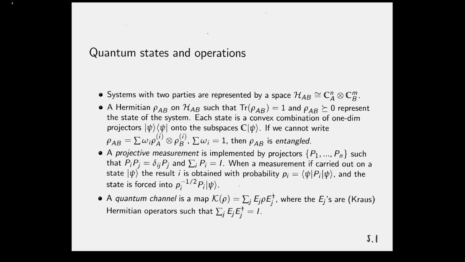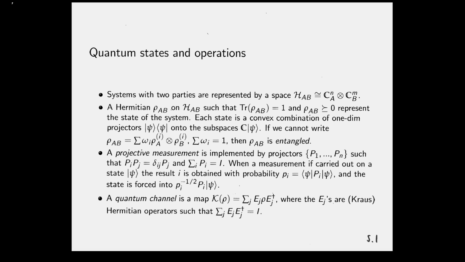So if we cannot write a density matrix in this form, essentially as a sum of tensor products, where these omega_i are just real numbers that sum up to 1, then we say that this rho_AB is entangled. It's just terminology. So if you cannot decompose this matrix as a convex sum of tensor products with some weights, it is entangled. And what is a projective measurement?